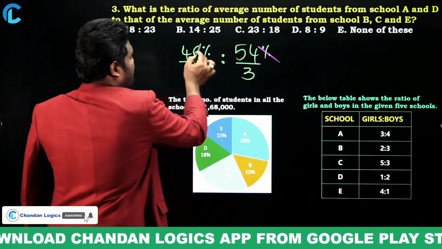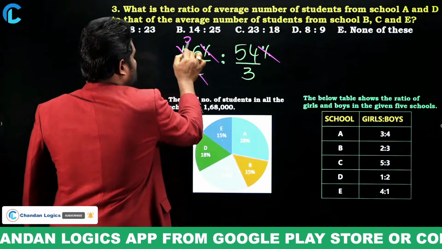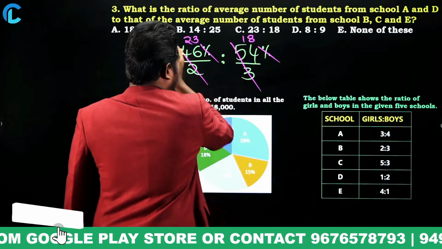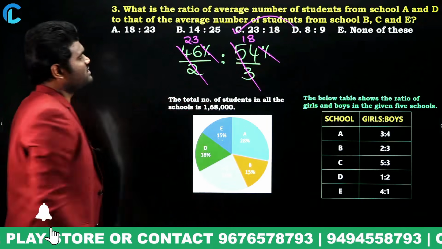Now just simplify. Percentage gets cancelled. Now 2 cancels here how many times? 23 times. Now 3 cancels here how many times? 18 times. Okay, so 23/18, this will be the answer.